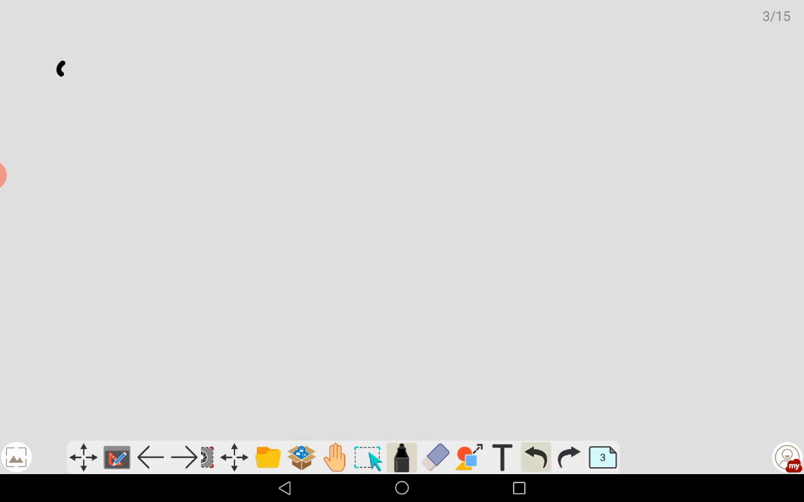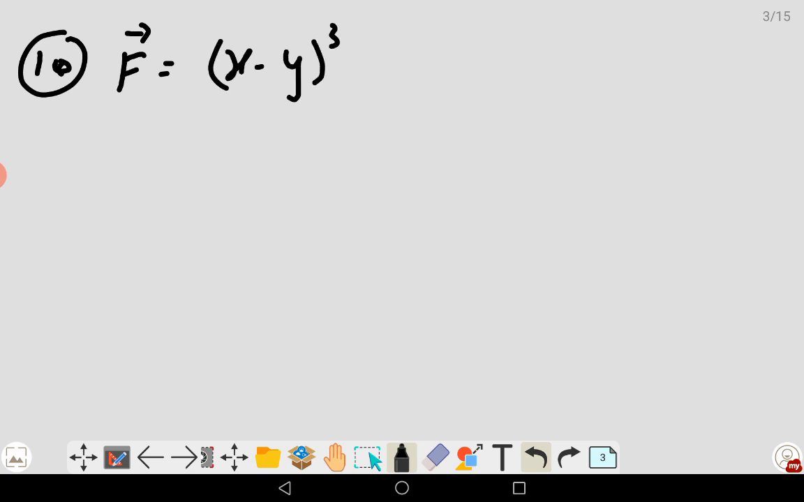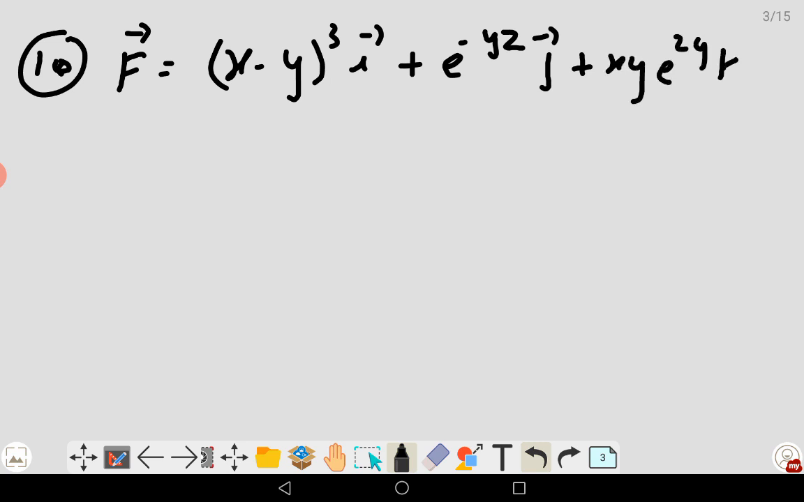Those are problem number 10. The F vector is (x minus y) whole cube i plus e raised to minus yz j plus xy e raised to 2y k. This you can expand if you like and try, otherwise you can differentiate as it is, no issue. You can find curl and divergence.